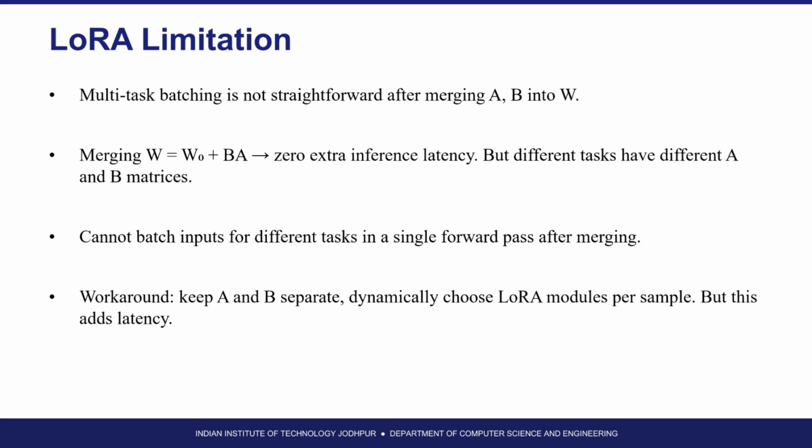Next, what are the limitations of LoRA? After merging A and B into W, multitask batching is not straightforward. Different tasks have different A and B matrices, so you can't batch inputs for different tasks in a single forward pass. The workaround is to keep A and B separate and dynamically choose the right LoRA modules for each sample, but this adds more latency, which somewhat defeats the purpose. It's an open area of research, but for most practical scenarios where you are serving one task at a time, LoRA works well.